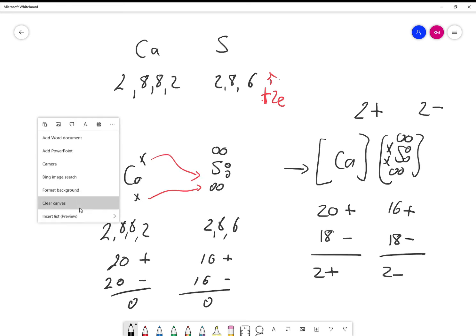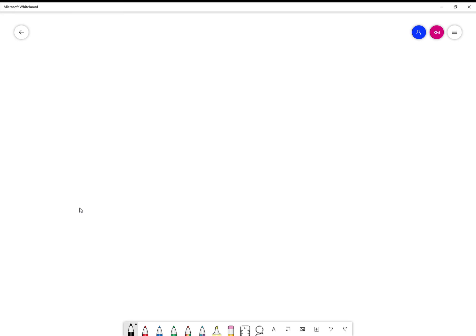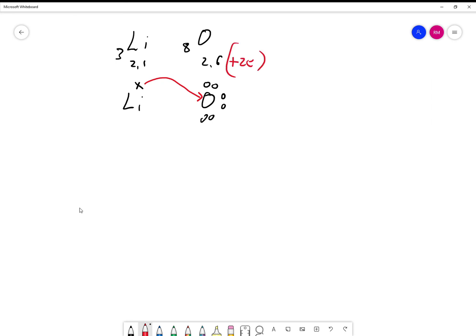We'll do another couple. So this time we'll do lithium, this time with oxygen. Alright, so there's another little twist to this one. So again, lithium 3 and oxygen 8, so that's 2,1 and 2,6. So I put my lithium outer electron there and my oxygen 6 there. Okay, so my lithium is the metal, so it loses. Now you might notice here that the oxygen has gone from 2,6 to 2,7, but it needs 2 electrons in order to get a full outer shell.